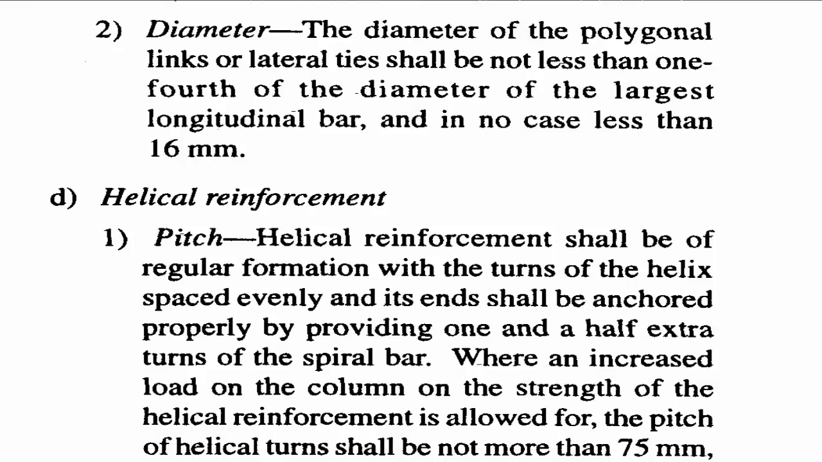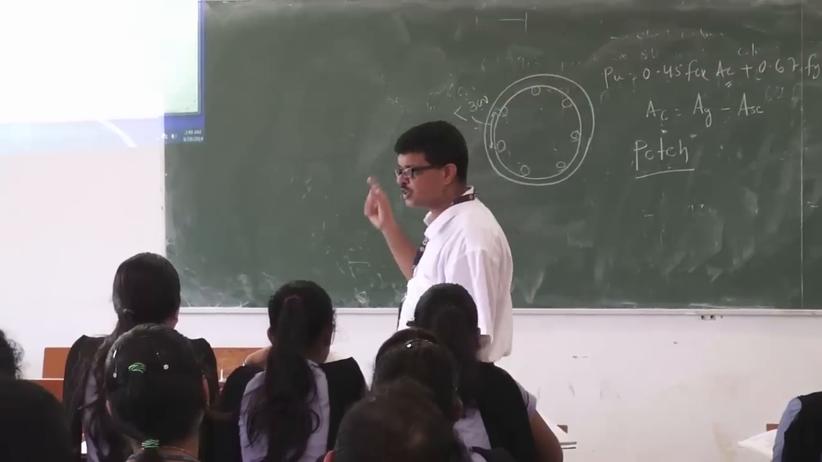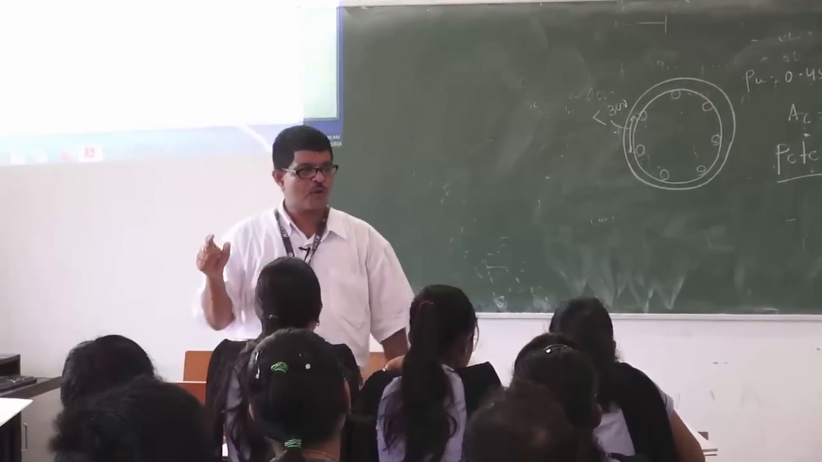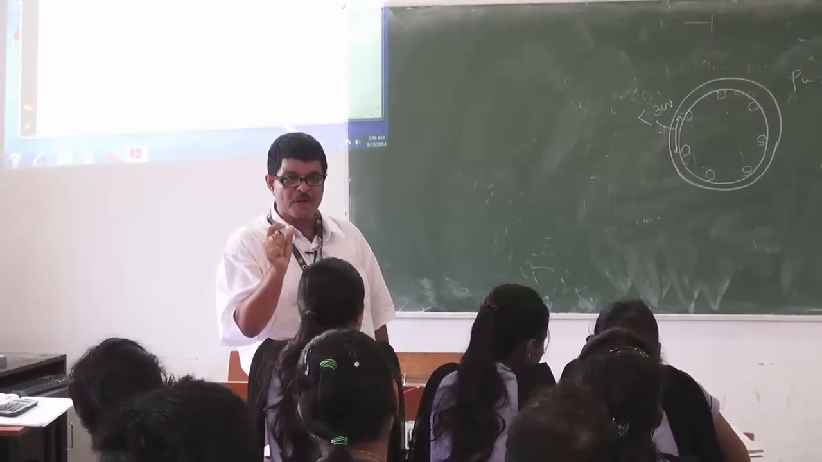That's why it says the diameter of the polygonal links and all lateral ties shall not be less than 1/4 of the diameter of the largest longitudinal bar. See the diameter of the bars, take the largest value, 1/4 of that value. In no case less than 6 mm, it is not 16, it is actually 6. So you have to take 6 as the minimum diameter of the links.